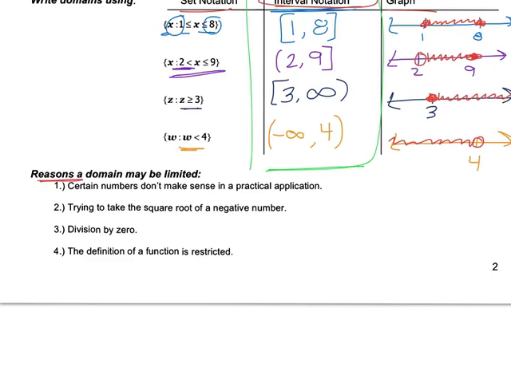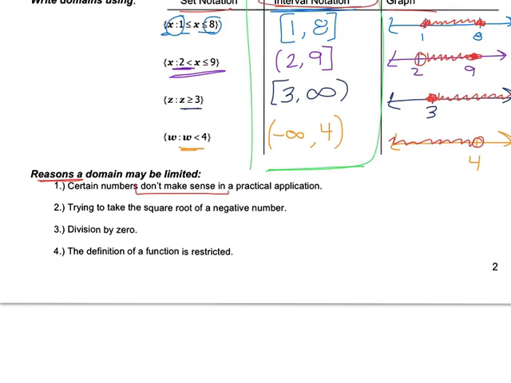Sometimes certain input values just won't work for certain functions, and that's when your domain is not going to be all real numbers. You're going to have to analyze what values would not work for it. So these are the main reasons to think about why your domain would be limited. So the first example is just certain values don't make sense. So just thinking about it logically, if it doesn't make sense, you can't use it in the domain.